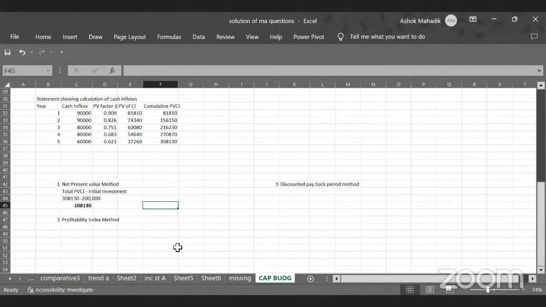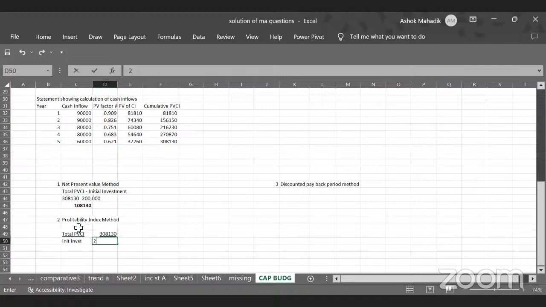Now, the second method, which is a very simple one, uses the same variables as in net present value, but you have to divide. I'll show you how. The formula is total PVCI, and instead of minus it will be upon initial investment. That's the only difference. Clear? What you subtract in the earlier formula will be divided now. 3,08,130 upon 2 lakhs. Clear?